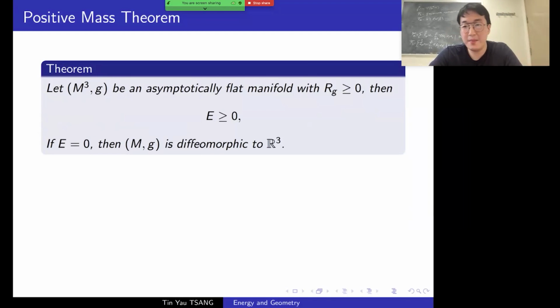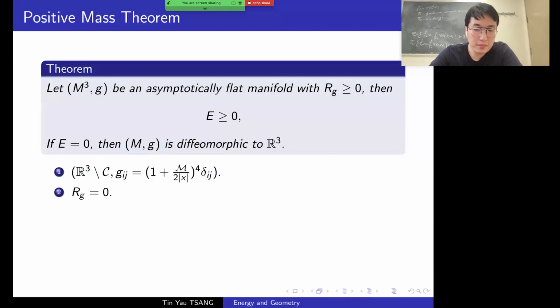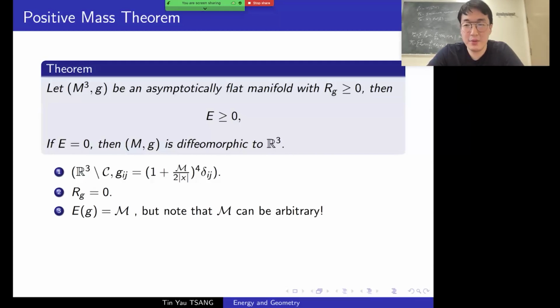So let's go back to the time symmetric case. We forget the k, just say k equals 0. It's a classical theorem that we see more often. But what is so special about it, right? First of all, we can just take R3, take our compact set and then take a metric in this form. Then our scalar curvature should be 0. And then the ADM energy would be the parameter m, but m can be arbitrary. So what's so special about here, right?